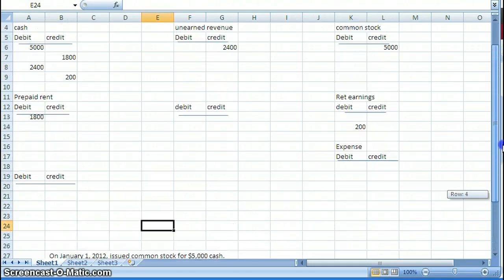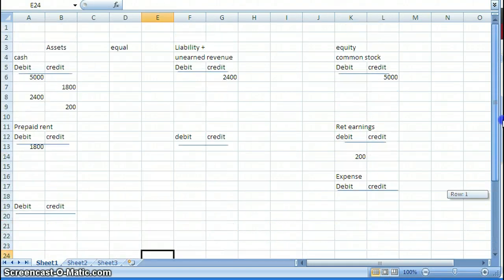So we have to figure out that the prepaid rent is going to go down. We're going to bring the prepaid rent down because we gave up most of the asset throughout the year. We used up the prepaid rent. So we're going to bring down the prepaid rent.